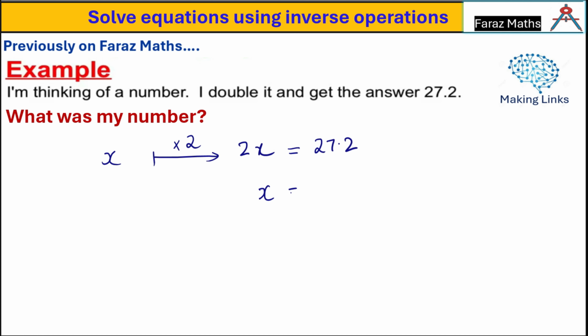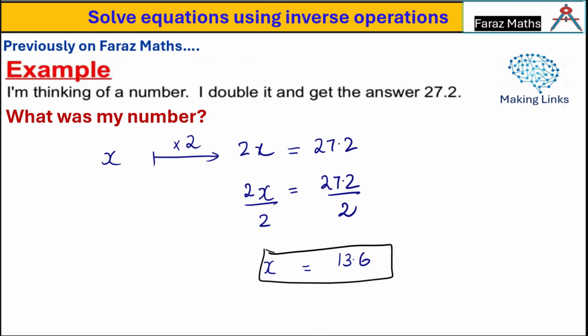So to find the value of x, you have to divide by 2 on both sides. So that's the inverse operation. If anything multiplies, it will divide on the other side. And if we divide by 2 on both sides, we will get x equals 13.6. That's our answer for this particular question.